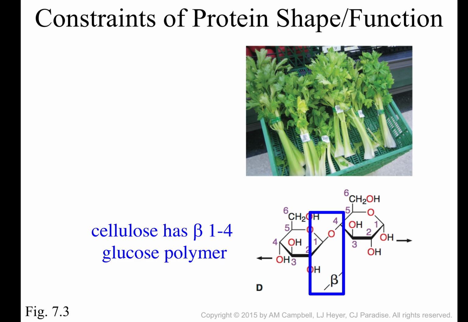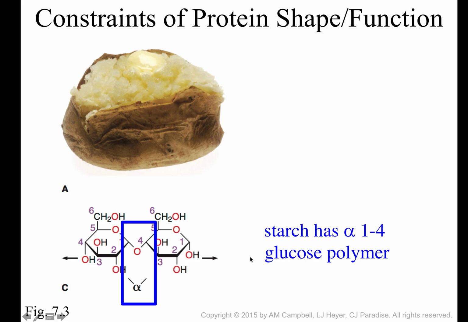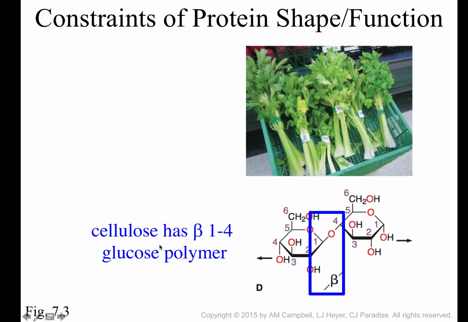What makes them indigestible is that between carbon number 1 and carbon number 4, there's a beta bond. It's a different shaped bond than what you saw between carbon number 1 and carbon number 4 in starch. This is an alpha bond. You see how these two glucose molecules are lined up right next to each other in a plane, or a flat line, whereas here they're tilted across each other in a beta bond.